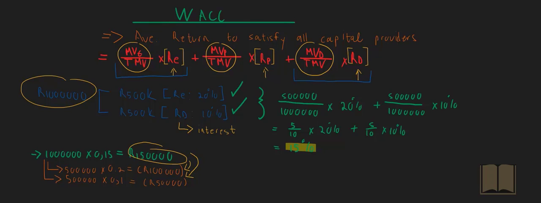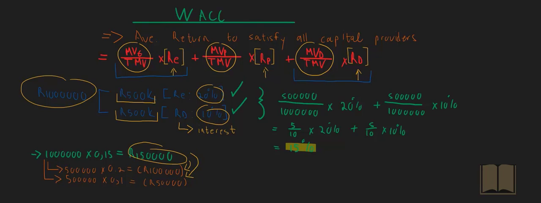It's important to note that when calculating the weighted average cost of capital, you cannot just take the returns required by the different providers of capital and work out a simple average. A simple average would just be to take the 20% plus the 10% and divide it by 2. That would give you 15% and it would work in this case. The only reason it works in this case is because the amount of capital provided by your equity providers and your debt providers is equal.